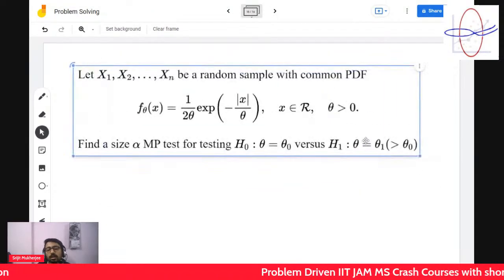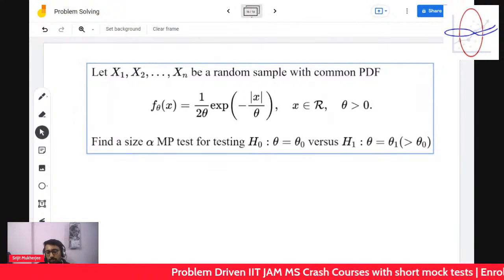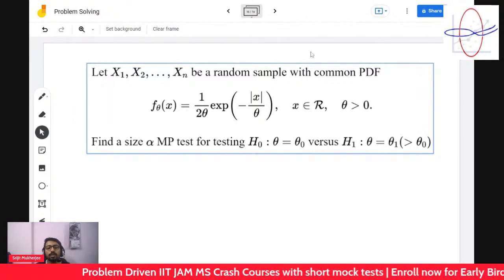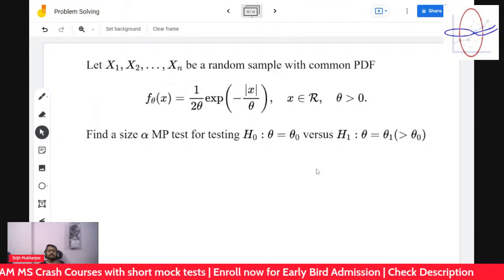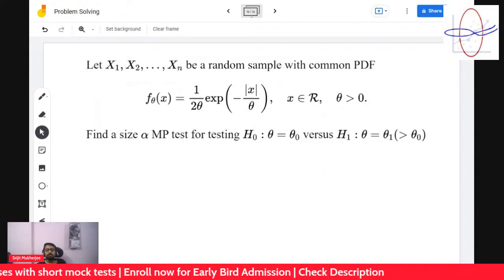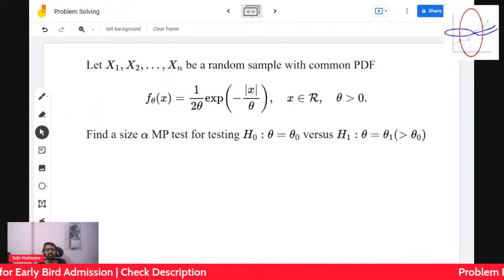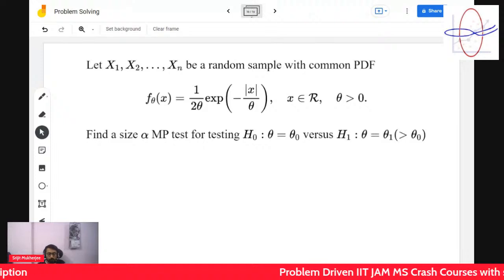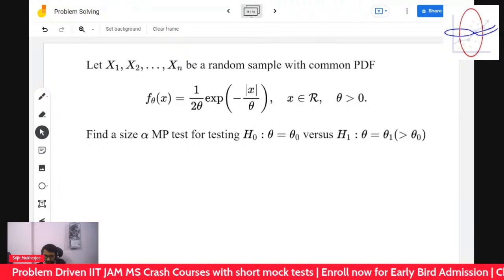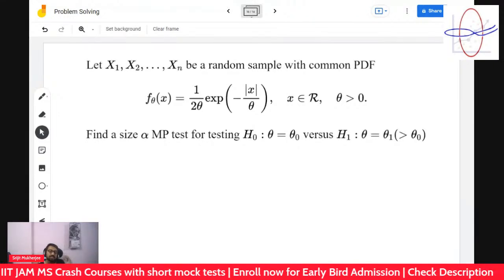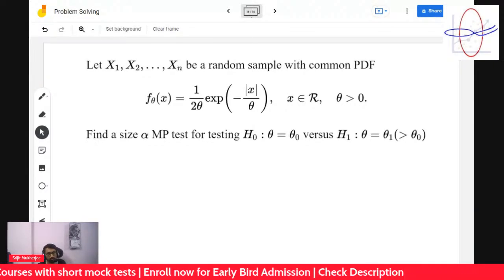So this is the problem I will end with. We'll just do it with our intuition, okay? And you will prove it by NP lemma. So this is an exponential. Now tell me, what will be the rejection region? What is this theta? What does this theta denote? Without doing any calculation, can you tell me?